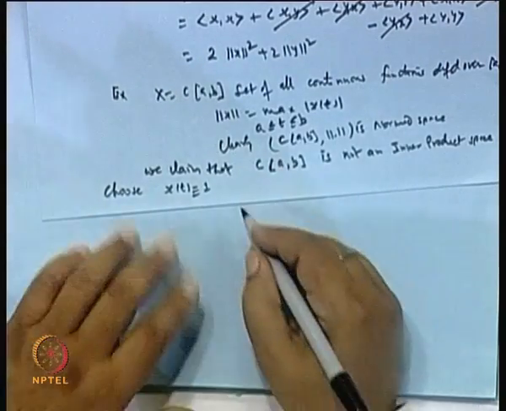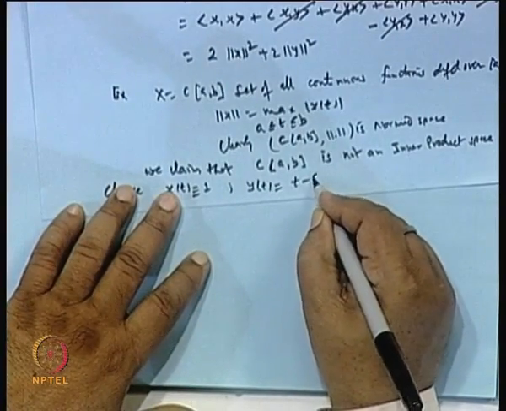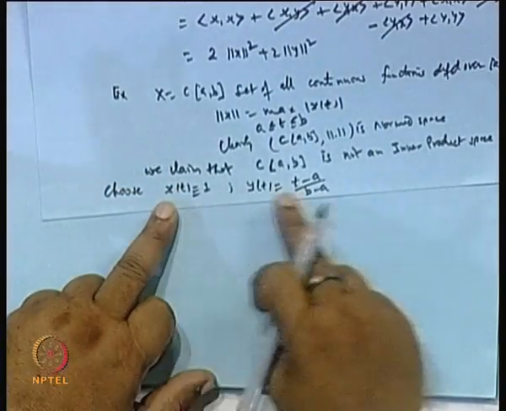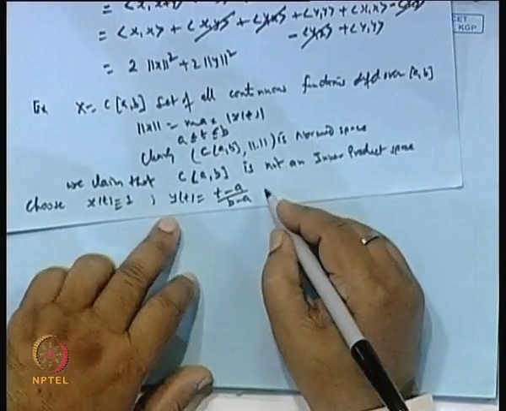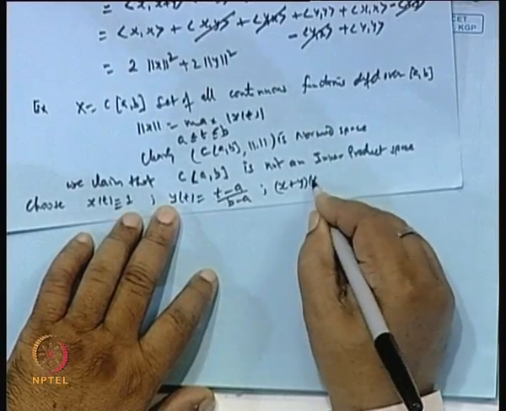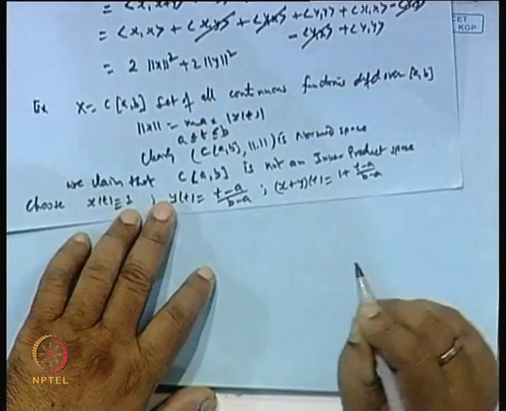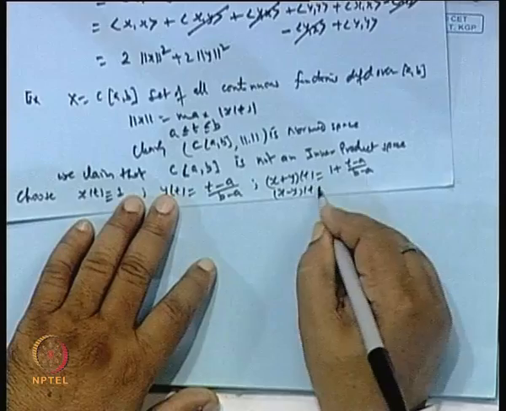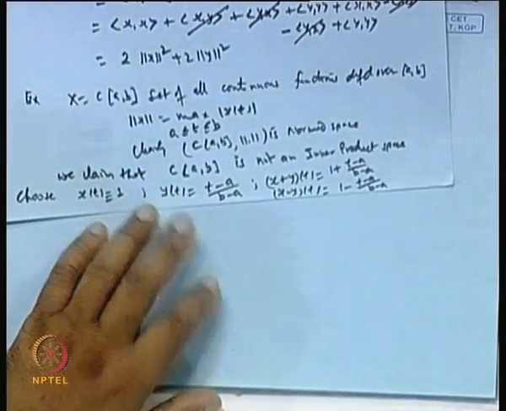choose x(t) equal to 1, and y(t) equal to (t minus a) over (b minus a). Both are continuous functions. So what is x plus y? (x plus y)(t) will be 1 plus (t minus a) over (b minus a). What is (x minus y)(t)? 1 minus (t minus a) over (b minus a).